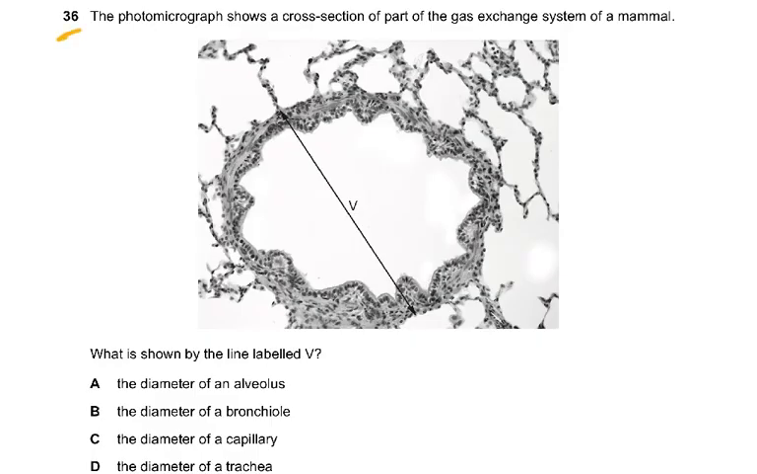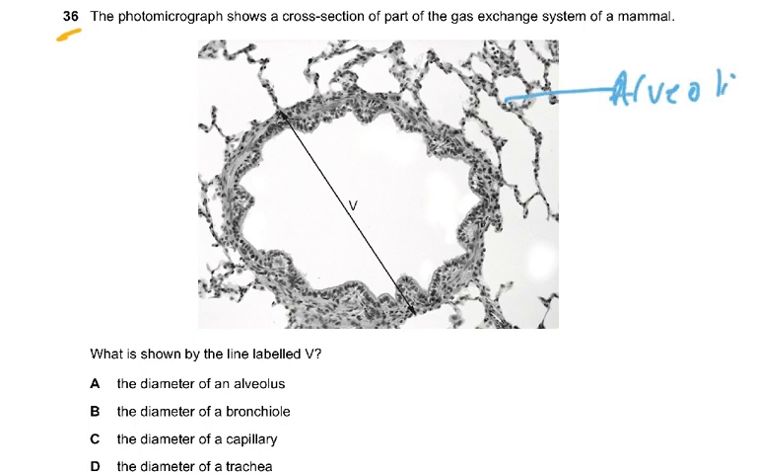Question number 36, the photomicrograph shows a cross-section of part of the gas exchange system of a mammal. What is shown by the line labeled V? The diameter of an alveolus, the diameter of a bronchiole, the diameter of a capillary, the diameter of a trachea. Now, everybody should be clear. Trachea has a C-shaped cartilage. Capillary does not have anything in it. So either it's an alveolus, these are the alveoli. These are the alveoli.